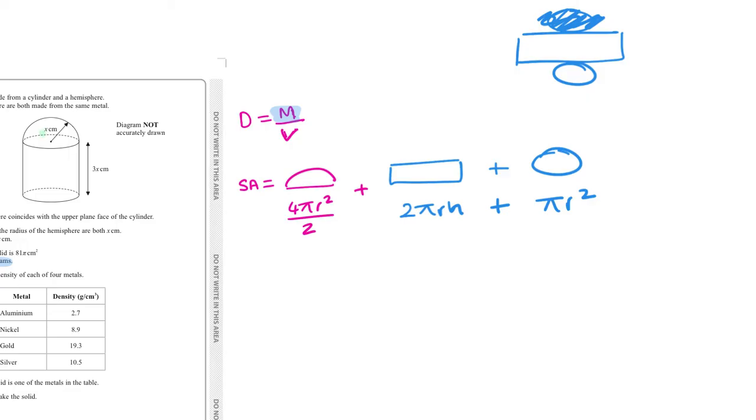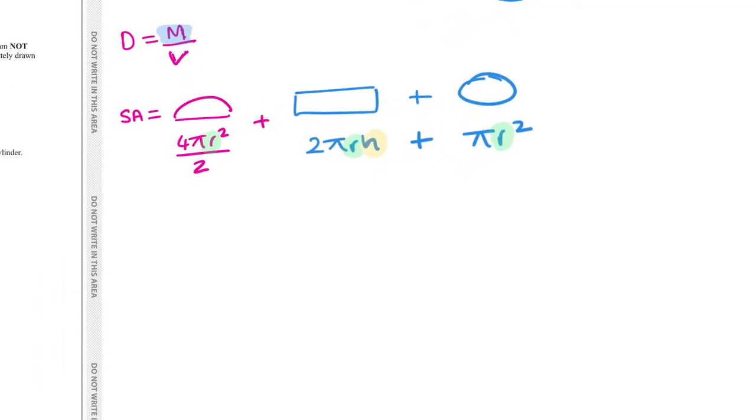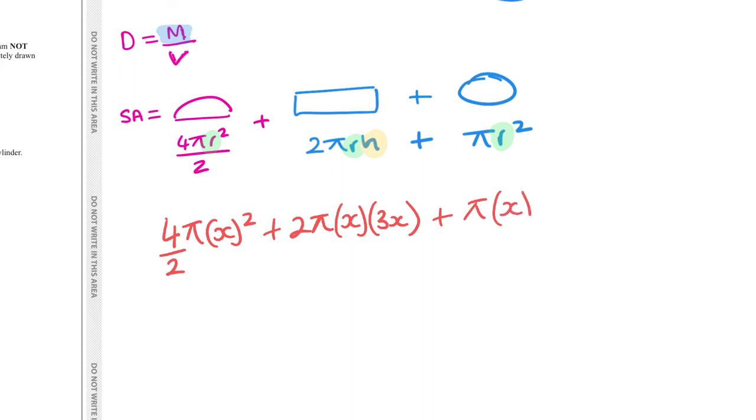Right, now it's told us the radius is what? x. So everywhere there's an r, what are you going to write? Brilliant. And then it told us the height is 3x. Oh, I'm going to use a different colour actually, yellow. So everywhere there's a height, what are you going to write? 3x. And what do we know this all equals? 81 pi, right? We really couldn't have got simpler than this. So let's do this. 4 pi over 2 lots of x squared, plus 2 pi lots of x lots of 3x, plus pi lots of x squared equals 81 pi.